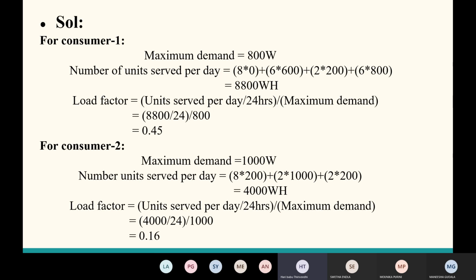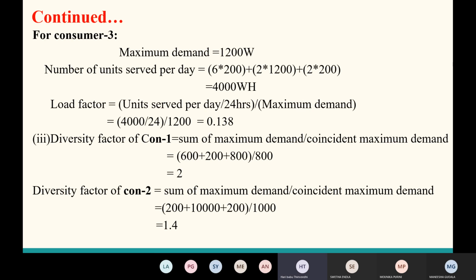Therefore load factor of consumer 2: 200 into 8 plus 1000 into 2 plus 200 into 2, divided by maximum demand for consumer 2, 1000, into 24, is equal to 0.167. In percentage, 16.7%.